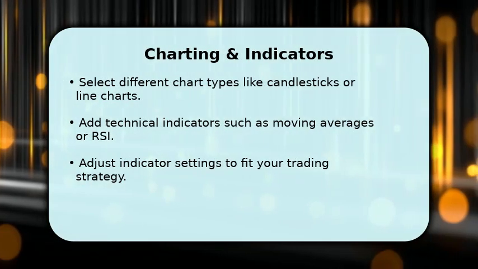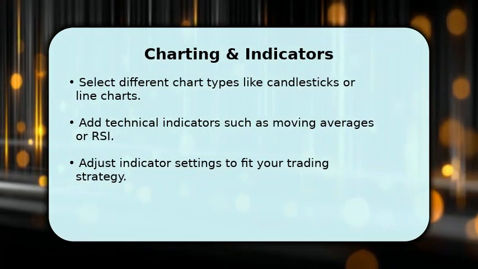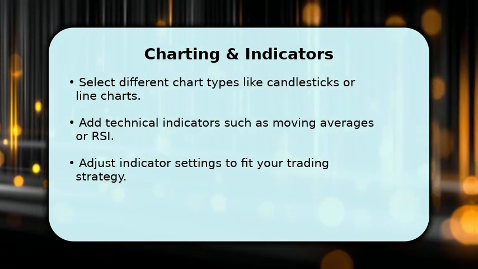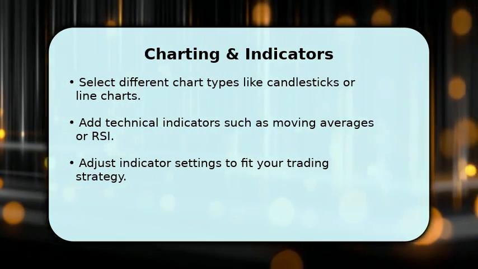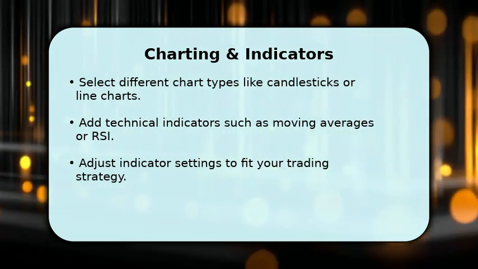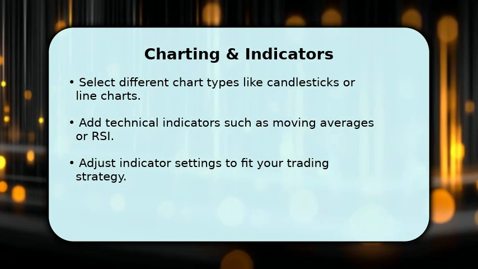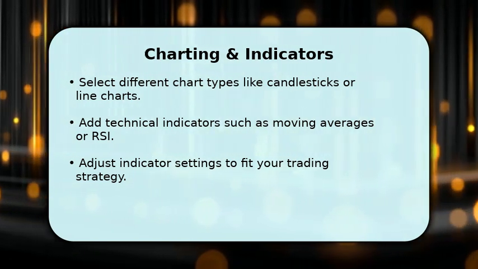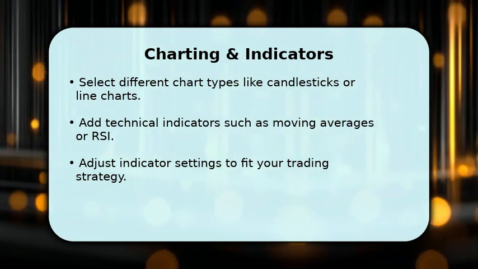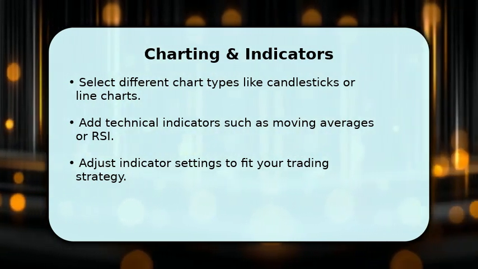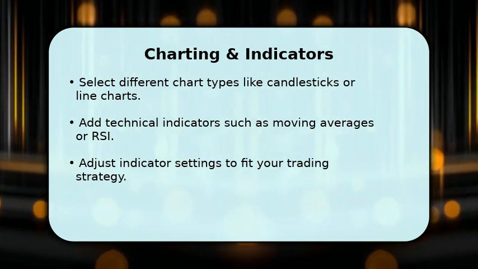Once you're on a chart, you can easily change its type from the top menu, choosing options like candlesticks or bars. To add indicators, click the Indicators button and search for what you need, like a 20-period moving average or the Relative Strength Index. You can then customize these indicators by clicking their settings icon on the chart, allowing you to fine-tune parameters for your specific analysis.